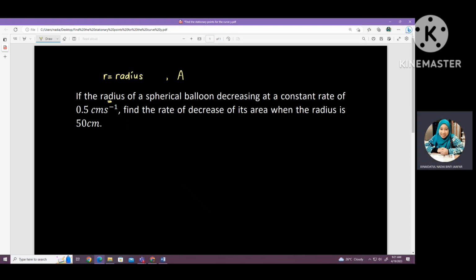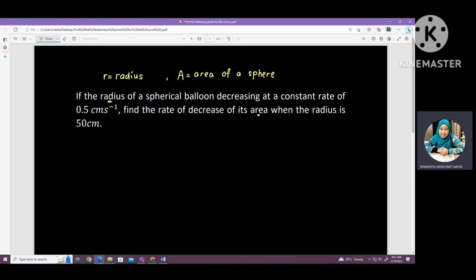So first, we let r be equal to the radius, and then A, capital letter A, is equal to the area. And then from the question, we know that we have the spherical balloon. So we must know the area of a sphere. Okay. So to solve this kind of question, we must know the formula that we want to use.